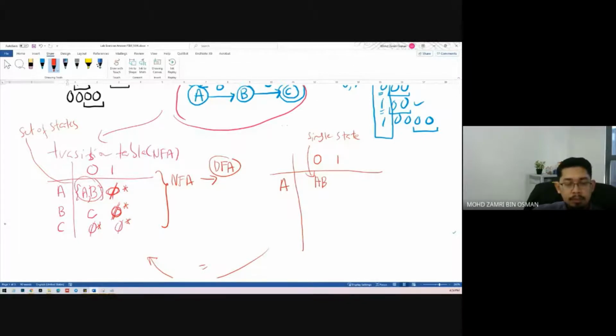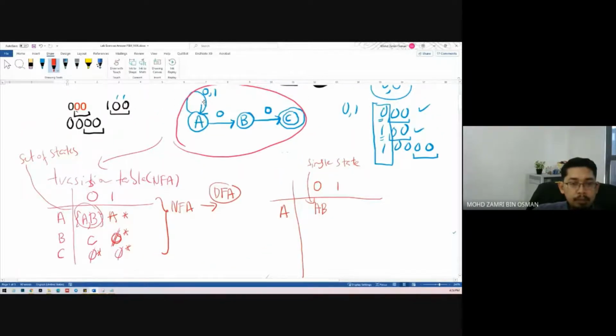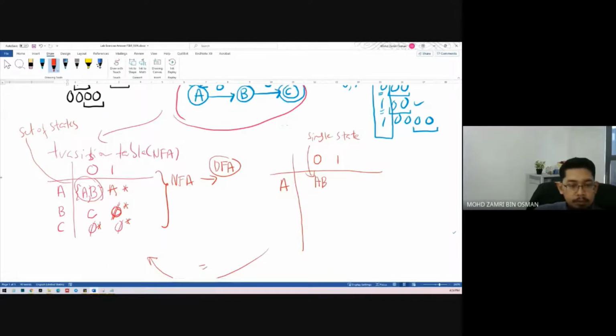So A to A, referring to the same state, and A to B. Now we have a transition from A to AB. Okay, so I think this one is not empty. This one should be A, because we are referring to A and A again, 0, 0, 1, 1. We don't have any union for A and A here; we still have A. Now we don't have any B anymore, but we have AB. So we're going to use this AB and put it here in the second row.